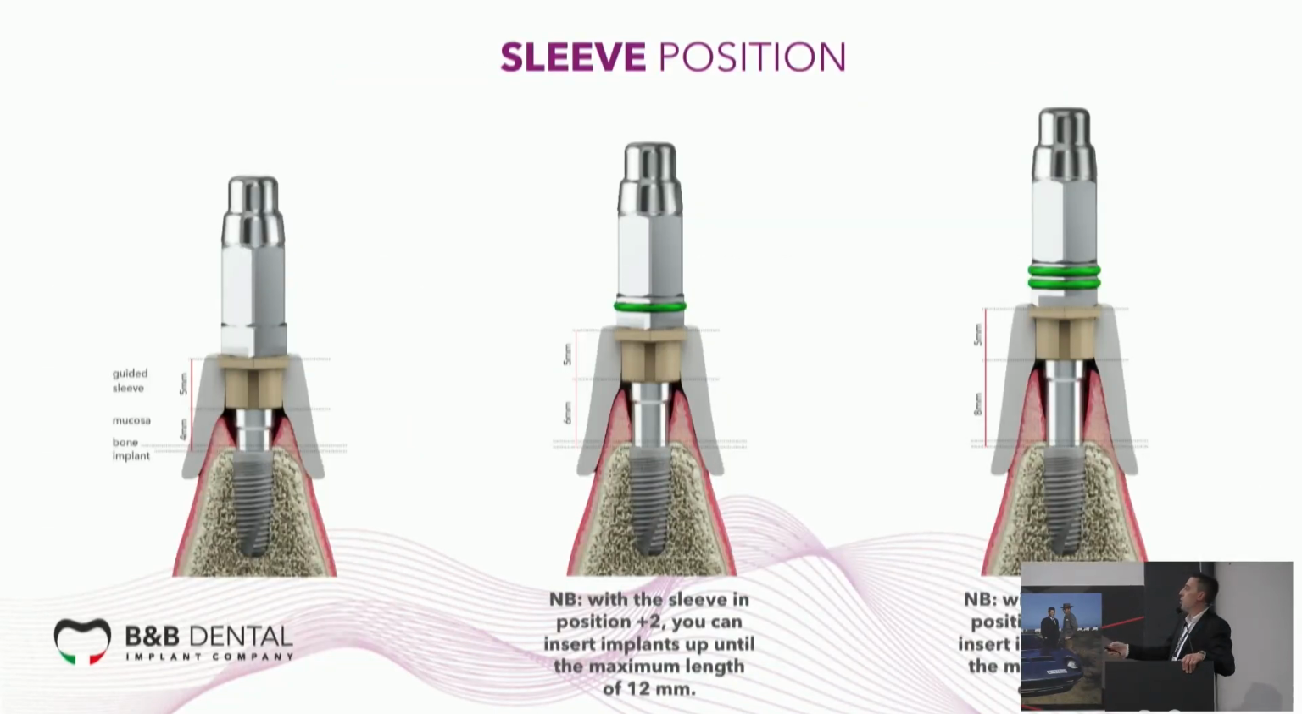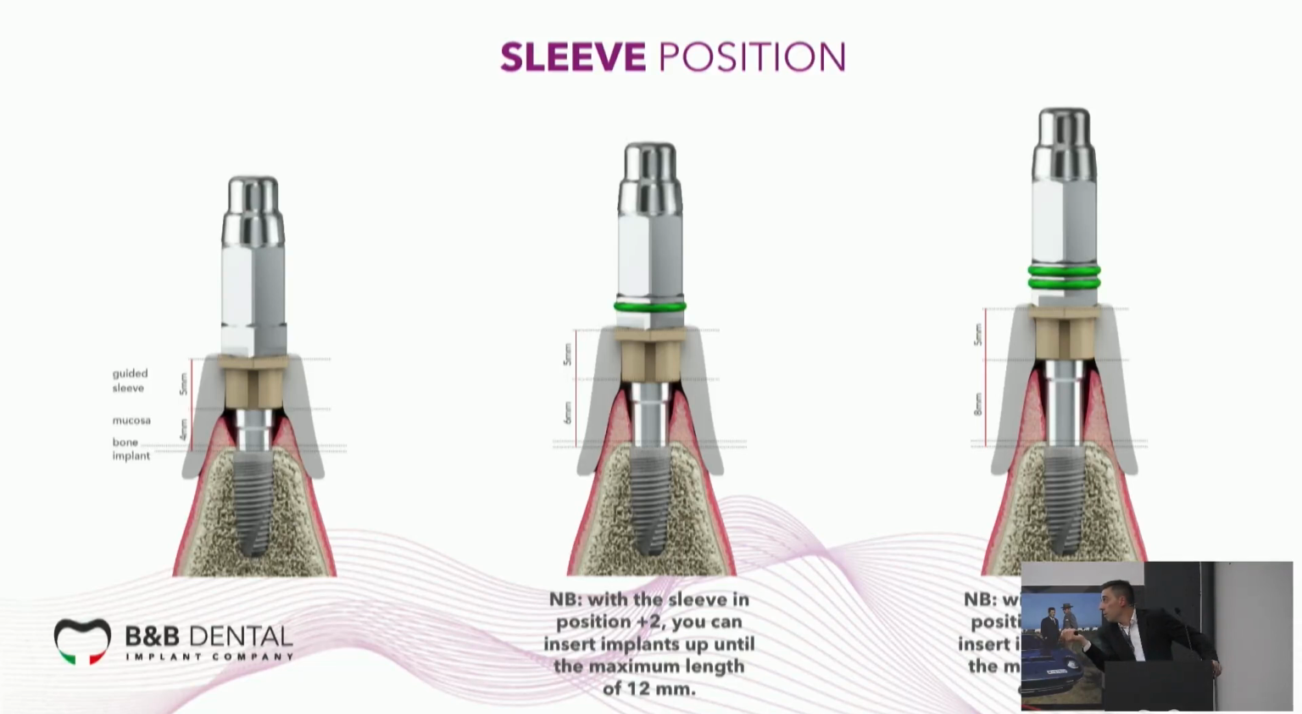So this is a different position of the sleeve. Standard position: the sleeve is always 5 millimeters of length, and 4 millimeter is free, is expected for the gingiva. In case you have 5 millimeter of gingiva, it goes in collision of 1 millimeter and is not a problem. But in case you have 6 millimeter of gingiva, you have to move up the sleeve in position +2.